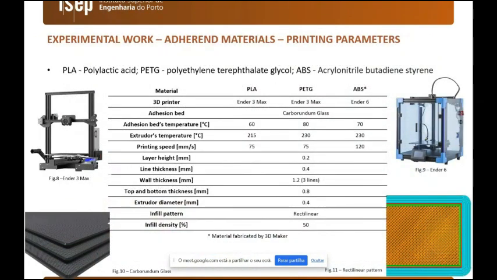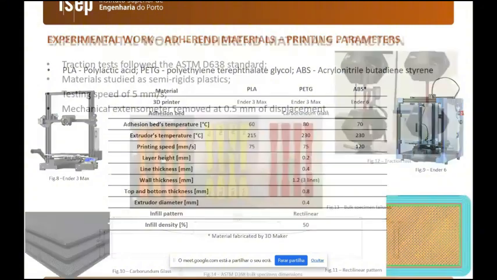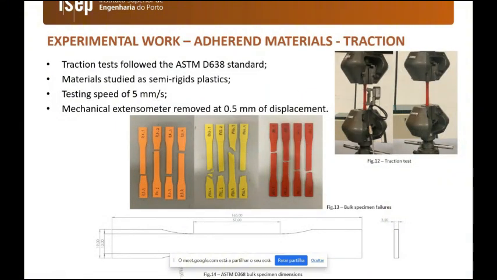Beginning with the adherends, we are considering these 3 polymeric adherends. In this table, we can see the fabrication conditions, including the temperature, printing speed, layer height, and infill, which was 50% in all of the cases. To analyze the adhesive joints, we first needed to evaluate the mechanical strength of the different adherends. For that purpose, we carried out tensile tests on bulk specimens.